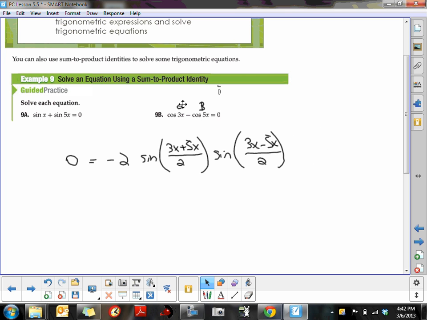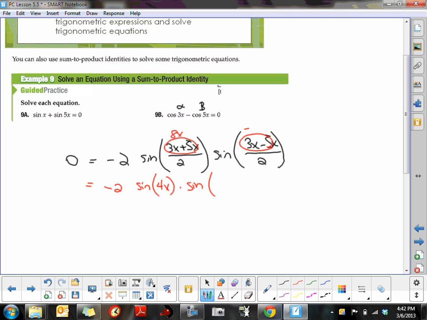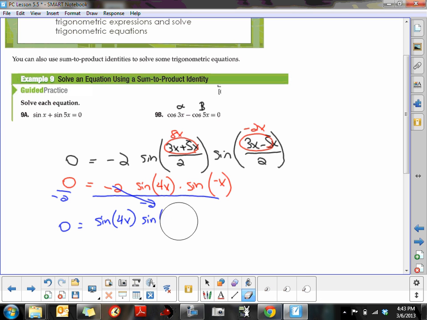Okay, so we'll come back through and we'll say this is equal to -2 times the sine of 8x, and 8x divided by 2 would be 4x, times the sine of -2x, divided by 2 would be -1x, and that's supposed to equal 0. Then we'll come back through again, only this time I'll divide both sides by -2. So we still get 0 equals the sine of 4x times the sine of -x. Make sure I get that negative in there.